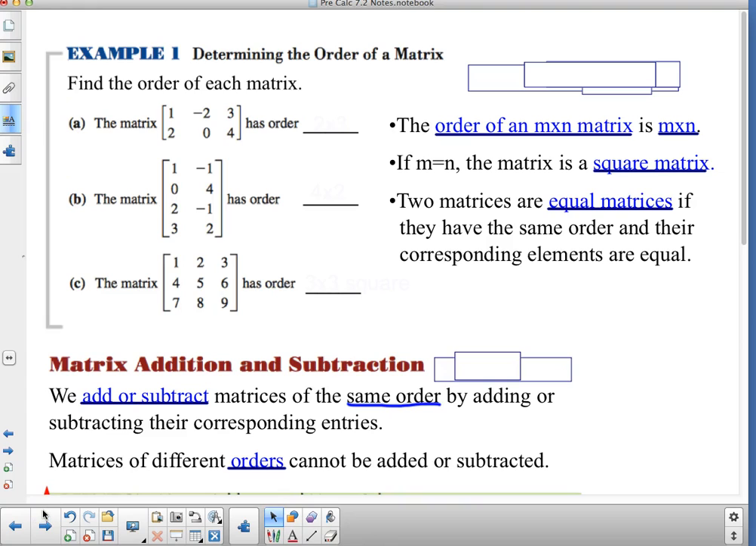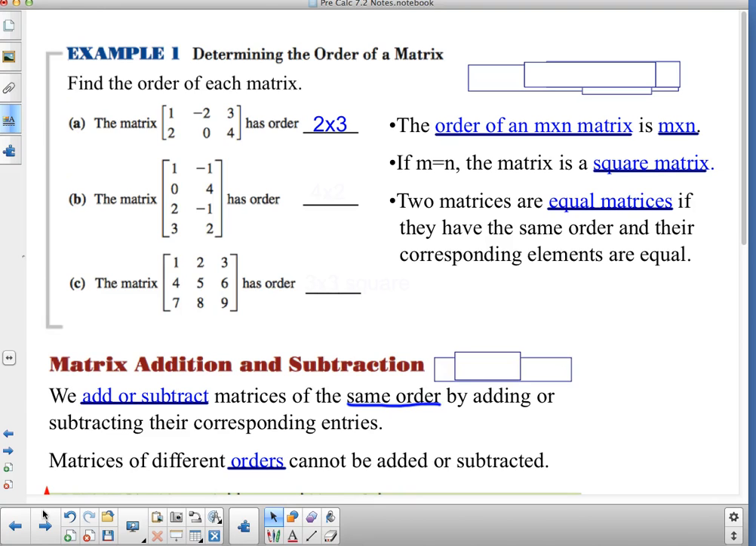Now, to find the order, people freak out. What's the order? Do I have to do them alphabetically? No, the order of a matrix is M by N. This one is 2 by 3. You don't multiply them together. The order is 2 by 3. If M and N are equal, we call it a square matrix because it's the same measure, like 4 by 4, 8 by 8, 2 by 2.